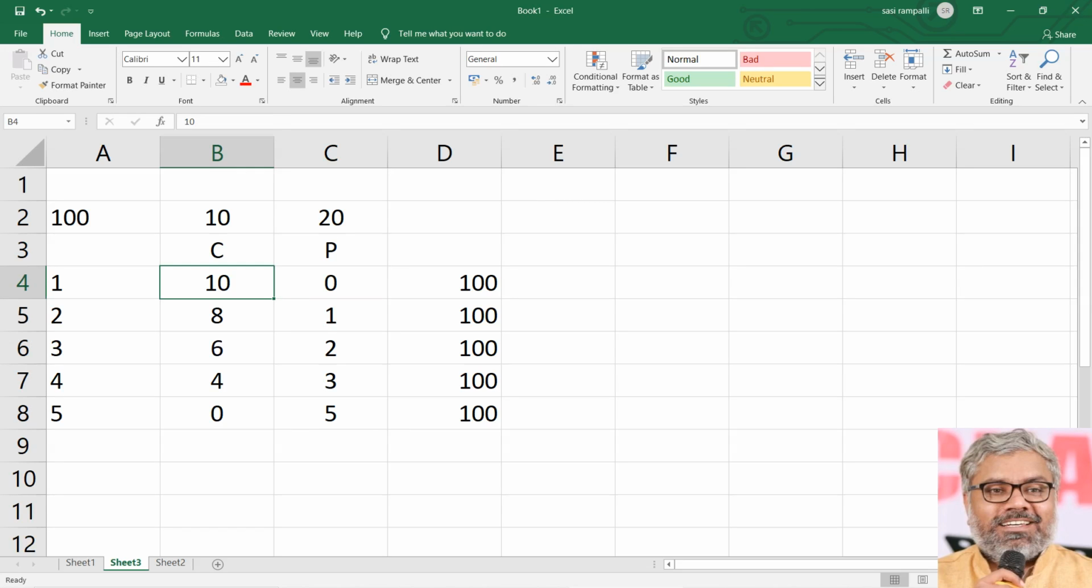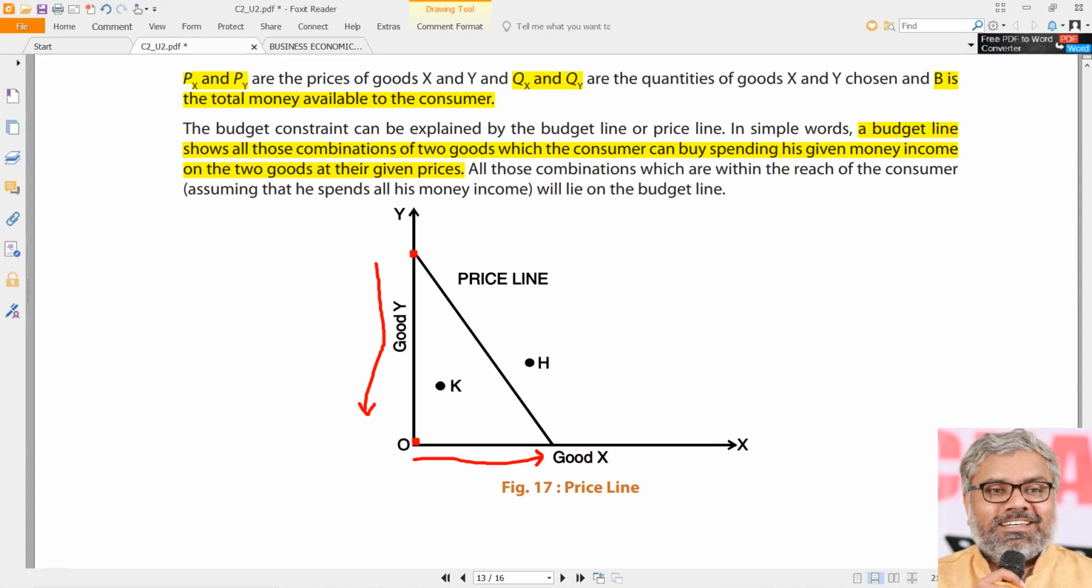With 0 pens, we could have purchased 10 chocolates. With 1 pen, we can purchase only 8 chocolates. With 2 pens, we can purchase only 6 chocolates. With 3 pens, we can purchase only 4. If at all we want to buy 5 pens, we cannot purchase any chocolates. We have to end up spending on 0 chocolates.